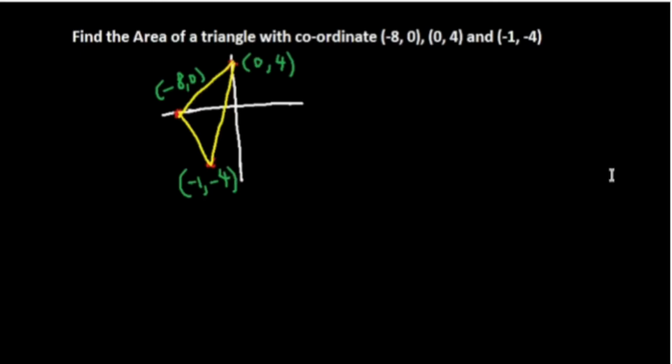Find the area of a triangle with the coordinates -8, 0, 0, 4 and -1, -4. So I've actually represented it on a diagram, though this is not scaled. How to do this one is very, very simple.